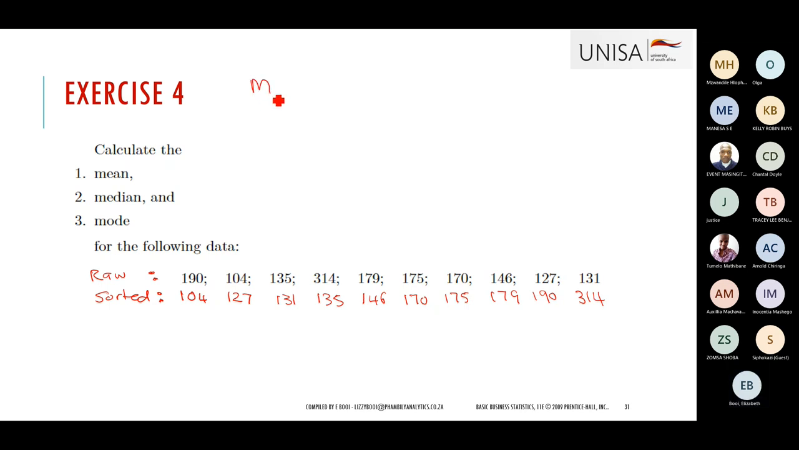The mean is the sum of everything divided by n. If you add all of them, how much do you get? One thousand six hundred and seventy-one divided by how many there are? It's 10. The answer is 167.1. Yes, ma'am.